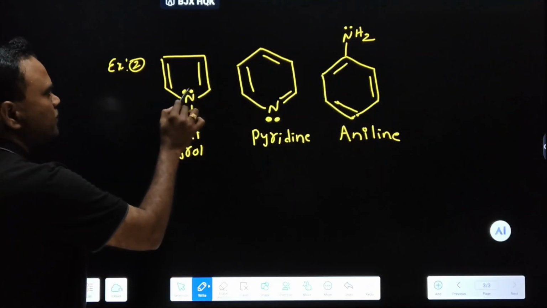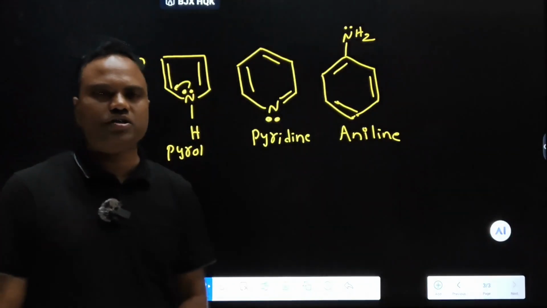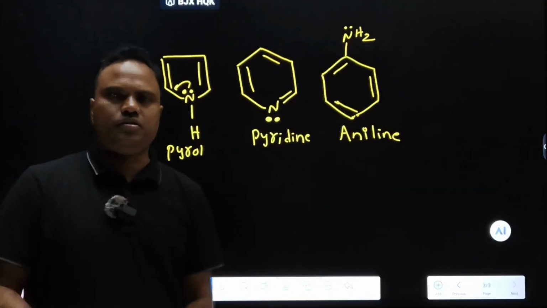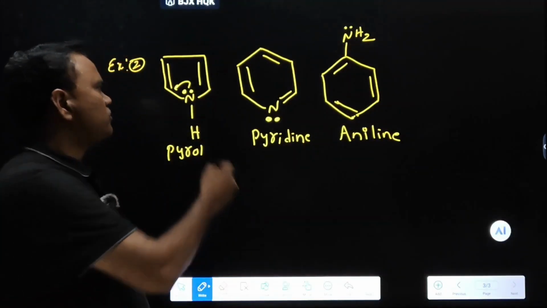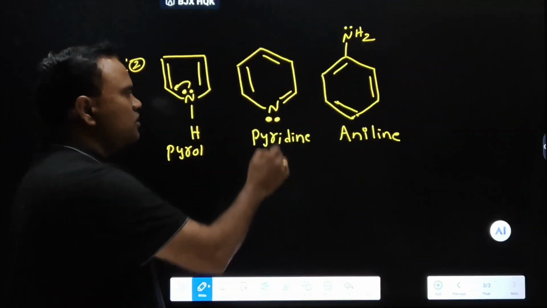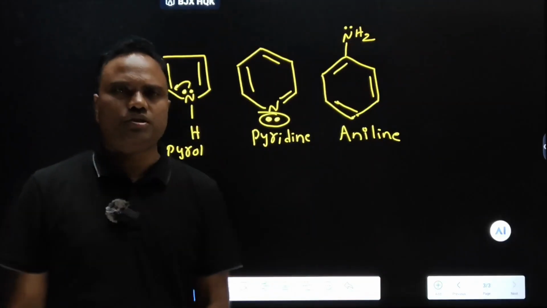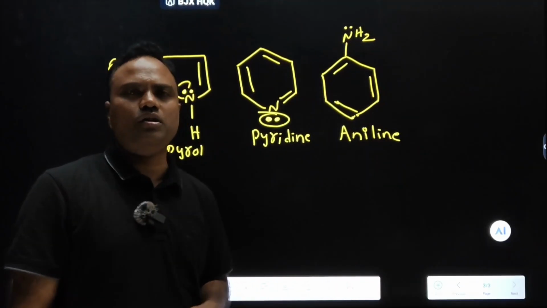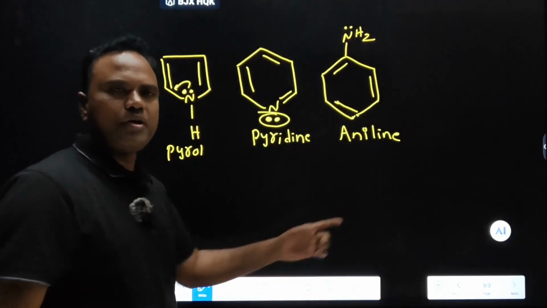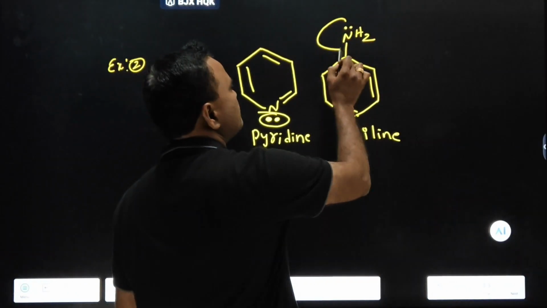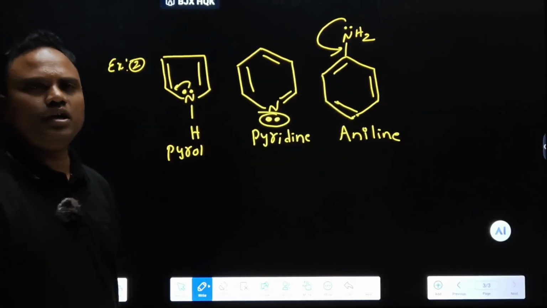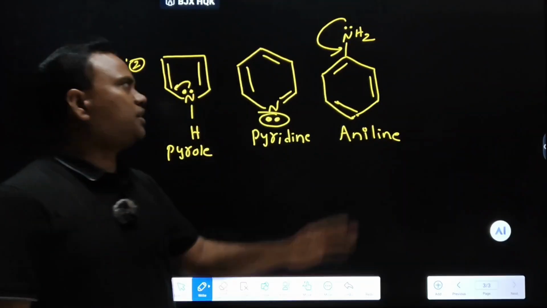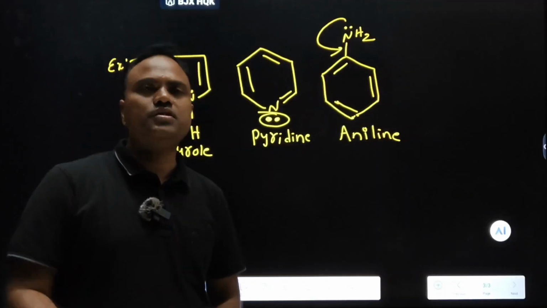See, here lone pair participate in the resonance. So tendency to donate electron pair decreases, right? So this will be less basic. In pyridine, this lone pair do not participate in the resonance. So tendency to donate for proton is more. So this is more basic compared to all. In aniline, nitrogen lone pair enter into the resonance. But compared to pyrrole, here extent of resonance is less.